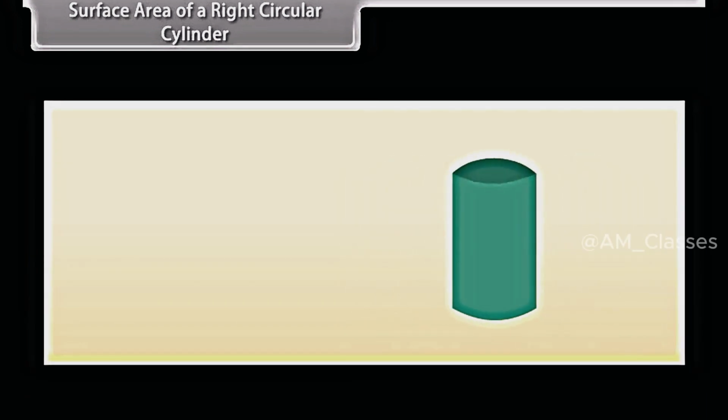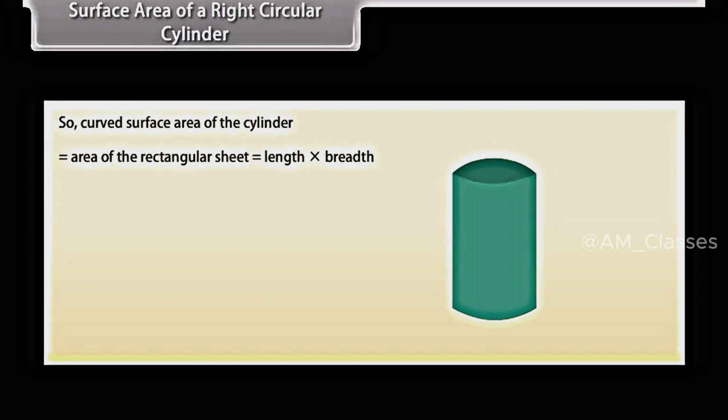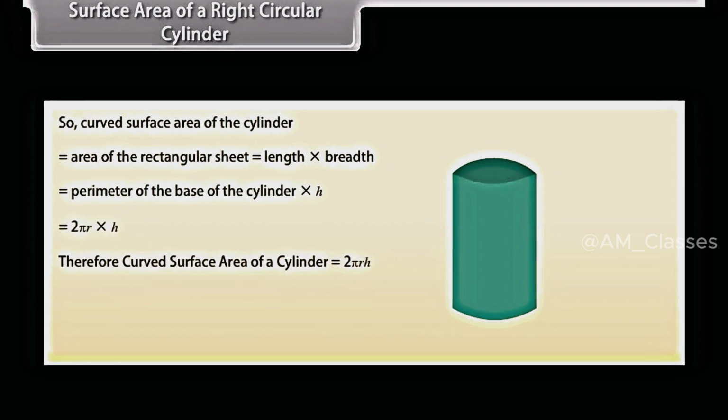We get the curved surface area of a cylinder using a sheet of paper. When we roll it, we get a cylinder. So, curved surface area of the cylinder is equal to the area of the rectangular sheet, which equals length into breadth, which is equal to the perimeter of the base of the cylinder into h, which equals 2 pi r into h. Therefore, curved surface area of a cylinder is equal to 2 pi r h.